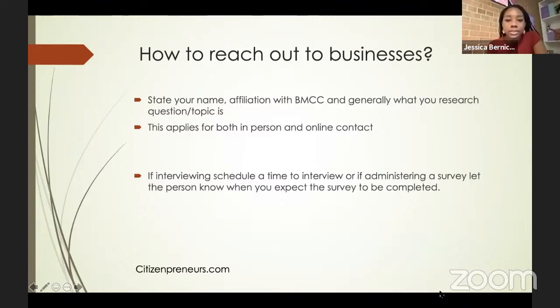And yeah, so this is just general tips. Is there anything else I'm missing that you would contribute? I think that's all. Yeah, it's kind of just setting an expectation with the person that you're trying to include in your study.